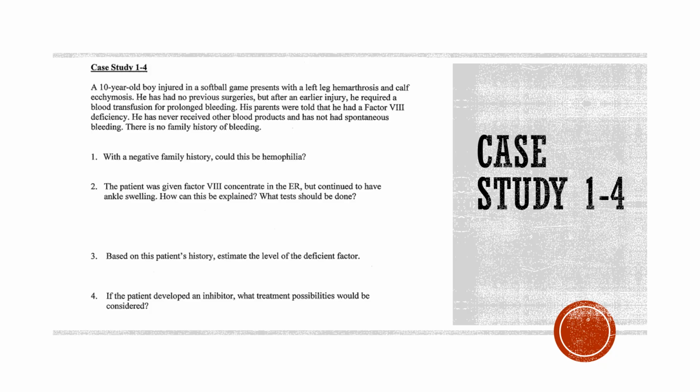Let's move on to case study 1-4. A 10-year-old boy injured in a softball game presents with a left leg hemarthrosis and calf ecchymosis. He has had no previous surgeries, but after an earlier injury, he required a blood transfusion for prolonged bleeding. His parents were told that he had a factor VIII deficiency. He has never received other blood products and has not had spontaneous bleeding. There is no family history of bleeding. With a negative family history, could this be hemophilia? Well, let's take a look at these. I'm going to give you some time to work on this case study 1-4, and when you have completed it, come on back and we'll talk about it and have an explanation.